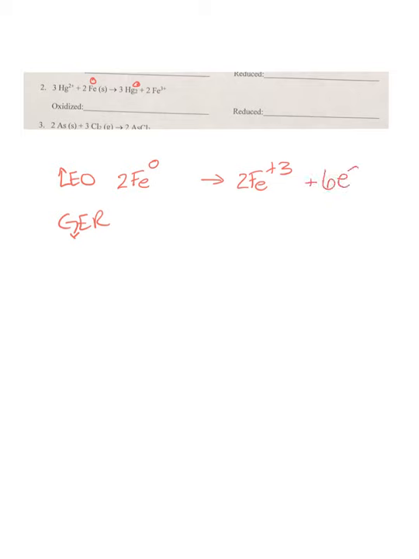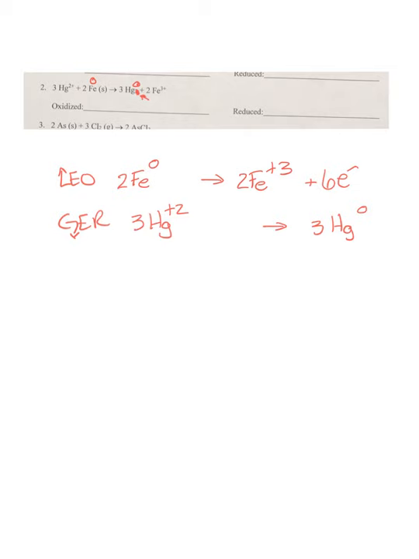Now let's do the GER. The GER is going to be 3 mercuries, starting with a +2 charge, and becoming 3 mercuries with a 0 charge. Now, this 2, I told you in class to just cross that off, so we won't have to worry about that.